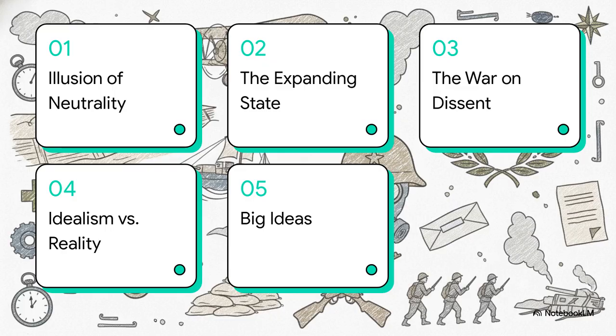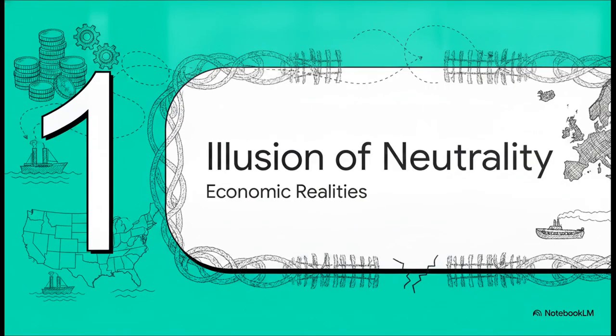So rather than slogging through the chapter page by page, we're organizing things into four main buckets: the illusion of neutrality, the expanding state, the war on dissent, idealism collides with reality, and finally, those big ideas to remember. Okay, part one, the illusion of neutrality, economic realities.